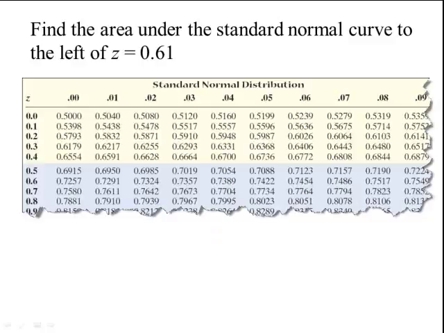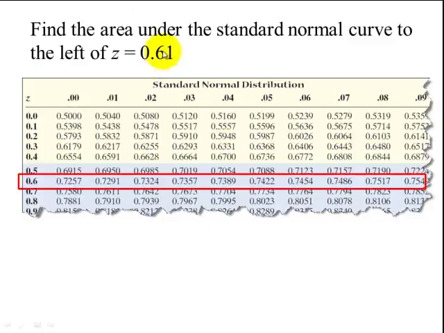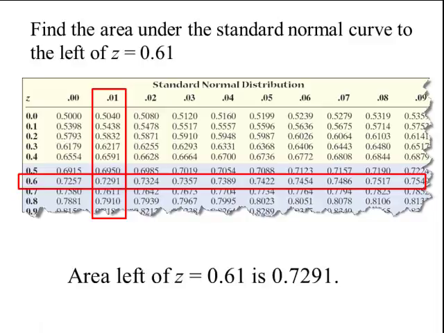So we take table 5. We first go to the row component, positive 0.6, and then we go to the column component, which is 0.01, which is in this column. And where these two intersect, we see that the probability or the area is 0.7291. And that agrees with our picture. It should be larger than 0.5, and it is.